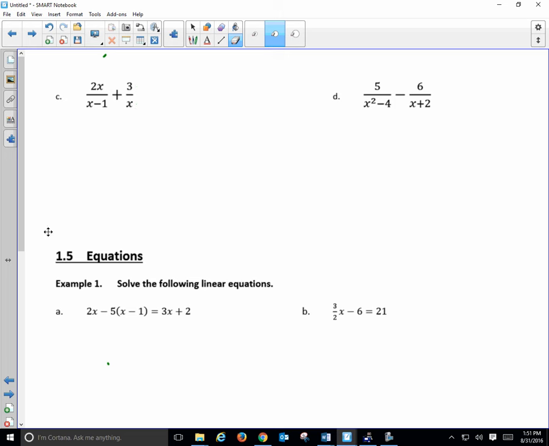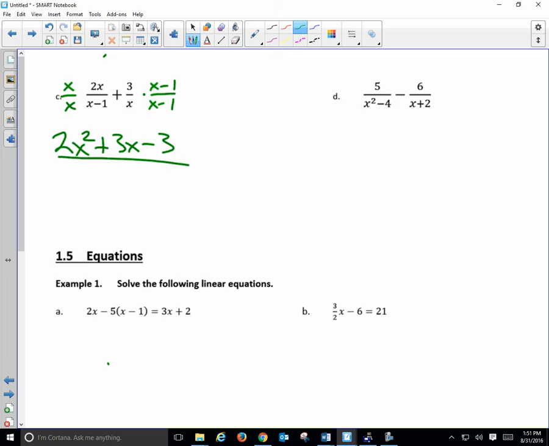And how I keep myself from making that mistake is when I see x minus 1, I think of a number 6. So say x is 7 and x minus 1 was 6. I would have to multiply top and bottom here by 6 and top and bottom here by 7. So I'm going to do the same thing in this situation. Multiply top and bottom by x minus 1, top and bottom by x. And I get 2x squared plus 3x minus 3 for x times x minus 1.